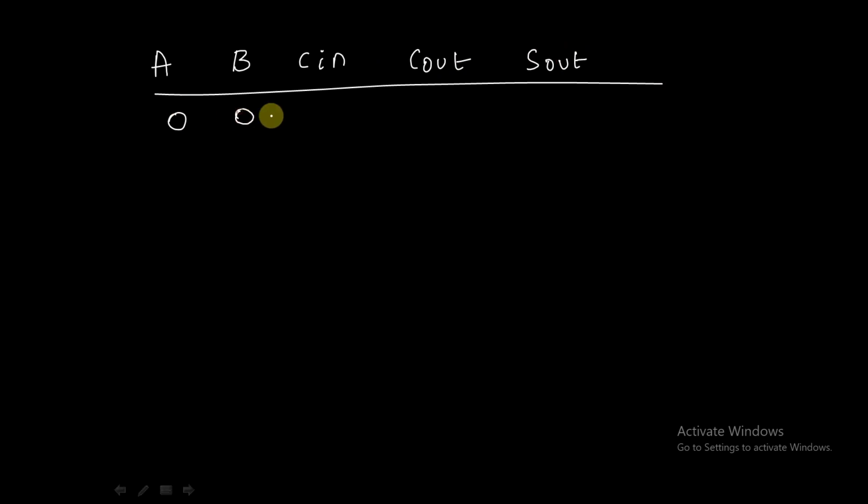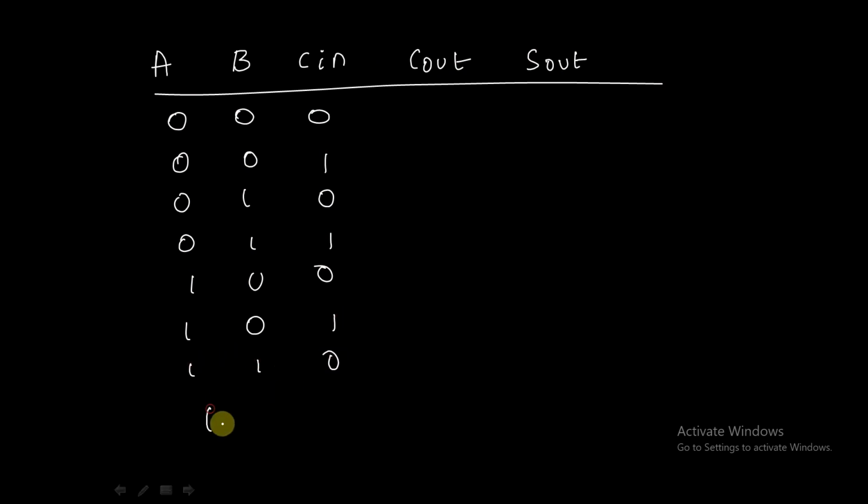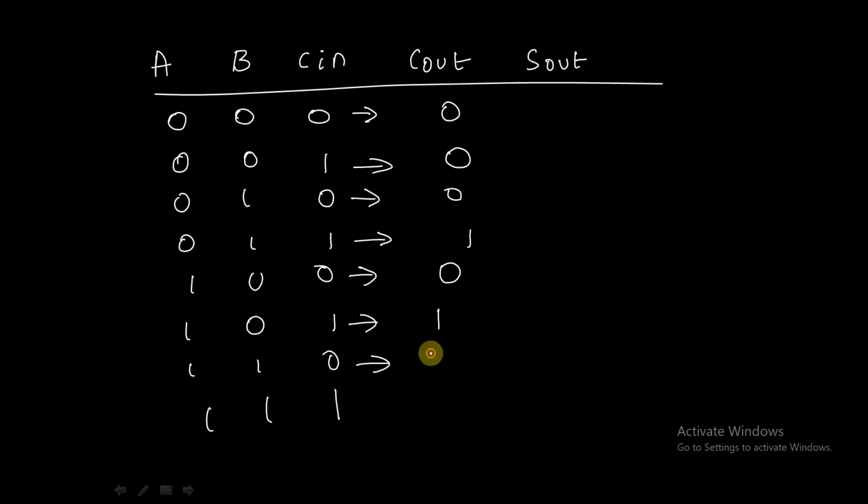So we have 8 combinations: 0 0 0, 0 0 1, 0 1 0, 0 1 1, 1 0 0, 1 0 1, 1 1 0, 1 1 1. Okay, so here we will get no carry. Here also we will not get a carry. Here also we will not get a carry. Here we will get a carry, and here we will not get a carry. Here we will get a carry. Here also we will get a carry. Here also we will get a carry.